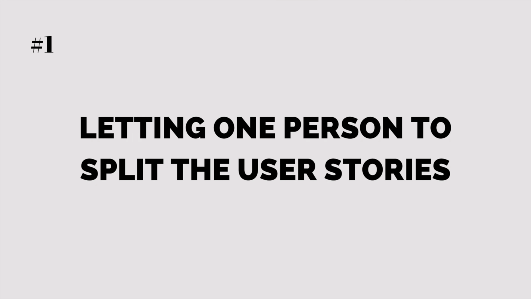With that out of the way, let's look at the most common misconceptions about splitting user stories. Number 1, letting one person split the user stories. Now, there is a common misunderstanding that only the product owner is responsible for maintaining user stories. While it is true for backlog prioritization, product owners usually do not have the technical knowledge required to split user stories. To ensure that we explore all options, we need our entire team to bring different perspectives or skill sets to the splitting exercise.